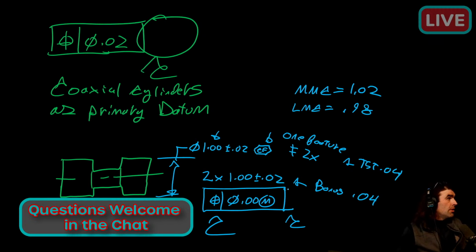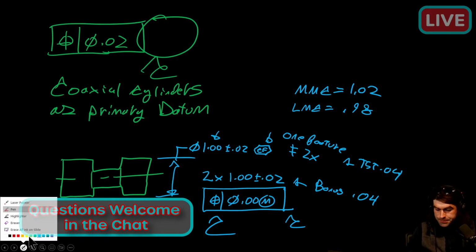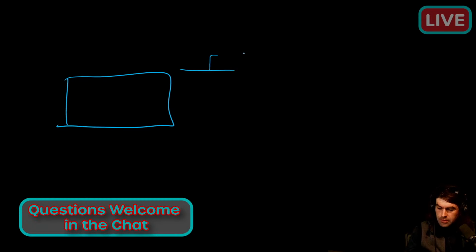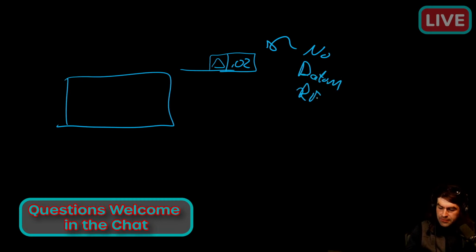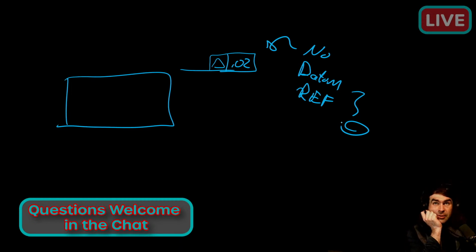So let me answer this real quick. Profile of a surface with no datum reference. I can understand how this is a little weird looking. You would think it does something totally different than flatness.